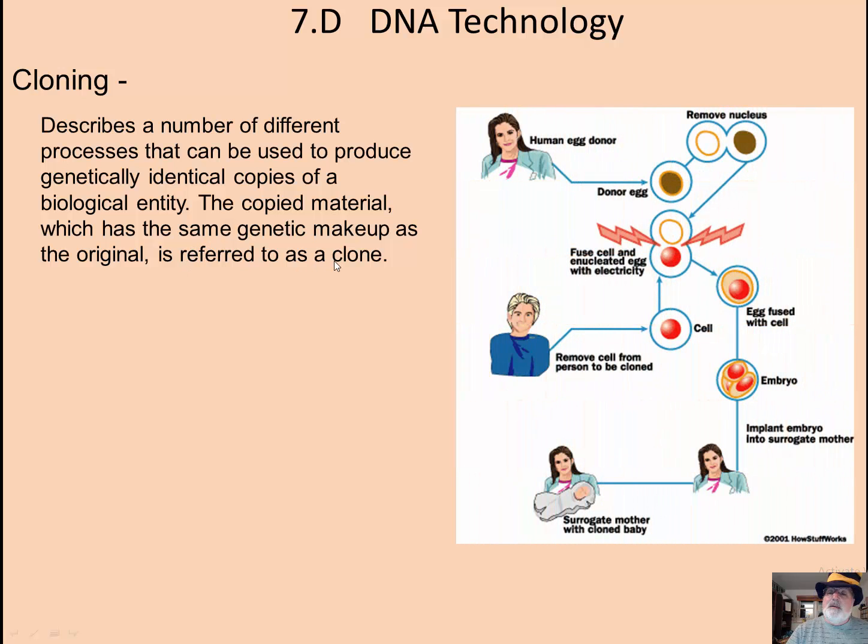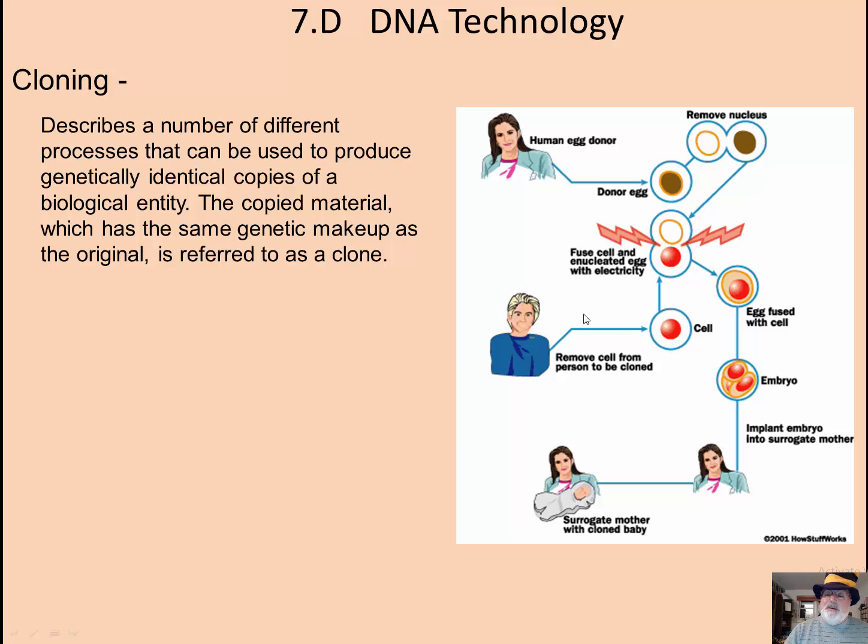This copies material which has the same genetic makeup from the original and actually is referred to as a clone. Here's an example where we actually have a human mother and another human mother, and they both donate eggs. And the egg gets the nucleus removed, and then we take the outside of this egg, the membrane, and we actually fuse it with the nucleus of this woman. And why don't we just take this and implant it into this mom? Well, the outside of this cell, mom would know is not hers, and it would kill it, it would lyse it.